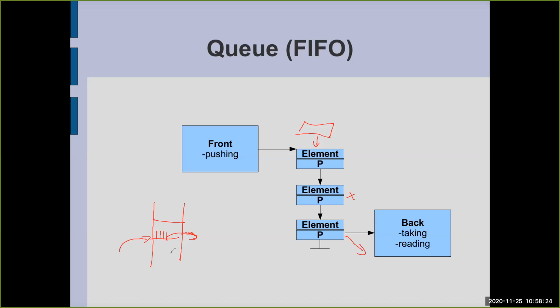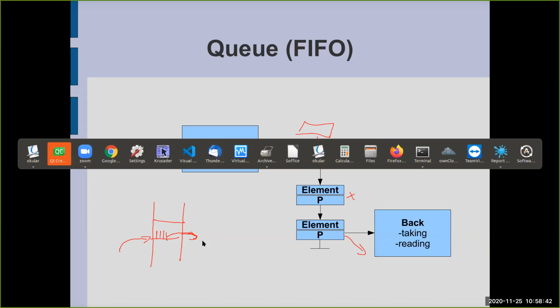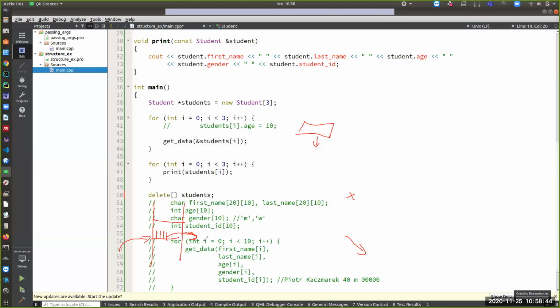So the oldest products are taken first. So FIFO means first input, first output. The first element which was inserted will be the first element which will be outputted. FIFO is also used in computers to organize the process of reading data from the console.